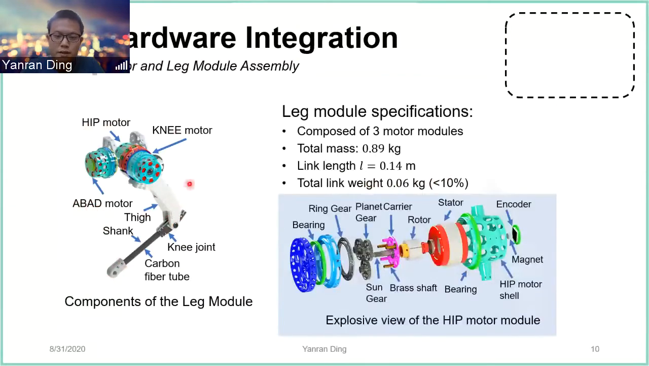So here is an exploded view of the hip motor module. You can see that we use a 2-stage compound planetary gearbox design to achieve a relatively high gear ratio in a very compact space.